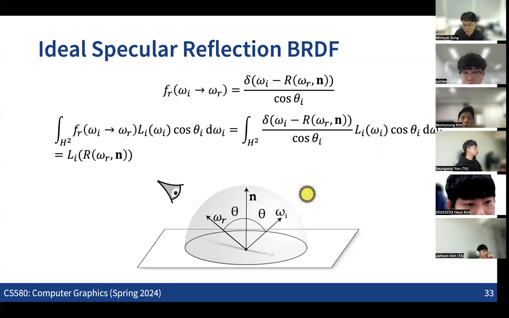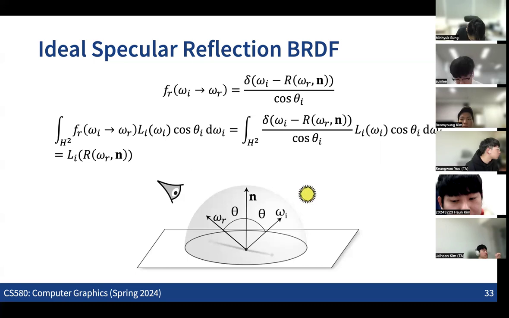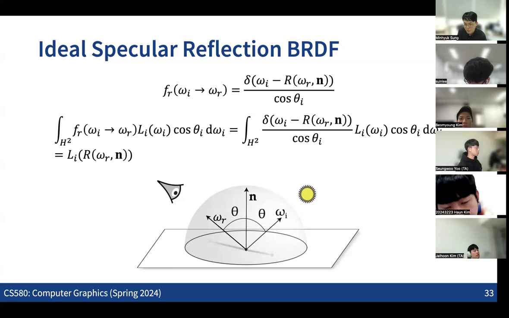But if we only have the ideal specular reflection, which means that there is only one specific direction from which we can get some contribution to this equation, right? Which means that there is no sampling of the direction. There is only one direction that we can shoot the ray in our path tracing. And we don't know how many bounces we need to reach one of the points of the light source.